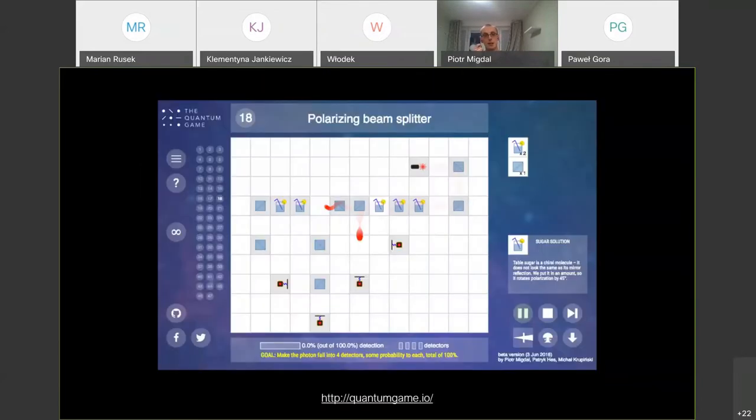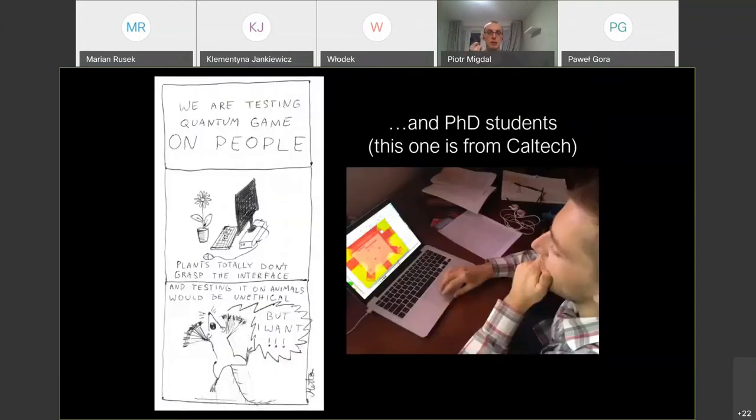And basically, I created the first quantum game. I started doing it sometime after I finished my PhD study. It's browser-based, in JavaScript. And basically, there were puzzles of how to lead one photon to one or more detectors. It turns out to be popular among various people.